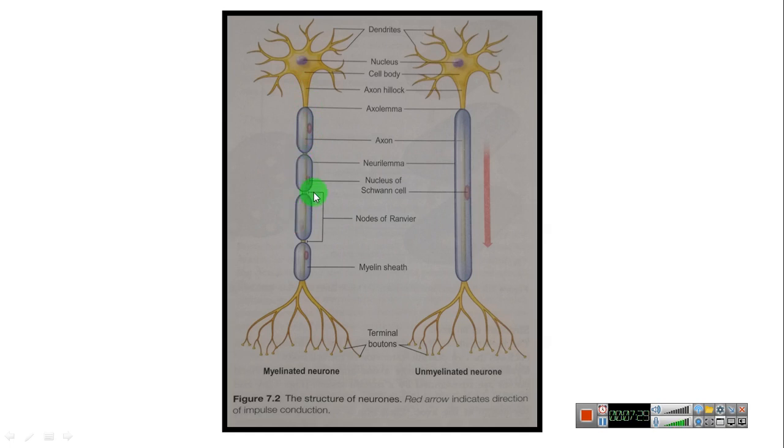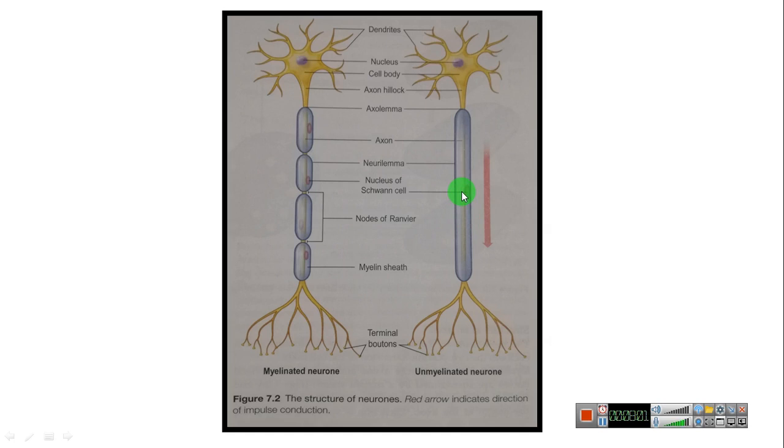They increase the transmission of the impulse through the neuron. This is the myelin sheath. Those are the terminal buttons. This is a myelinated neuron. This is an unmyelinated neuron: nucleus, cell body, axon hillock, axolemma, and axon.